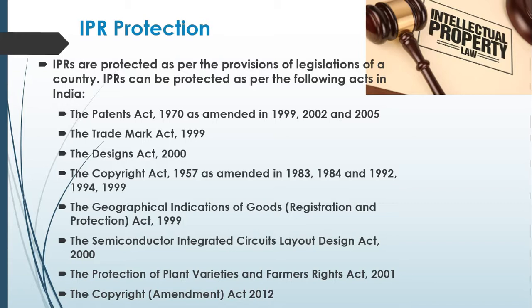So, the Patent Act 1970, which was amended in 1999, 2002, 2005, the Trademark Act 1999, the Designs Act 2000, the Copyright Act 1957, which is again amended from time to time, and the Geographical Indication of Goods Registration and Protection Act 1999, the Semiconductor Integrated Circuit Layout Design Act 2000, the Protection of Plant Varieties and Farmers' Right Act 2001, and the Copyright Amendment Act 2012.